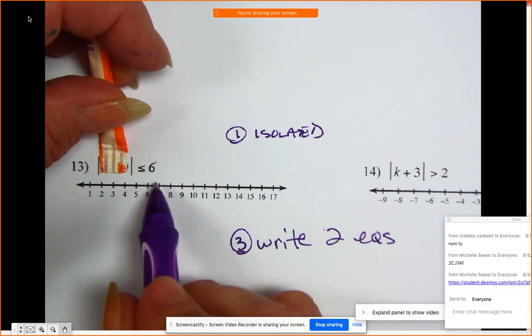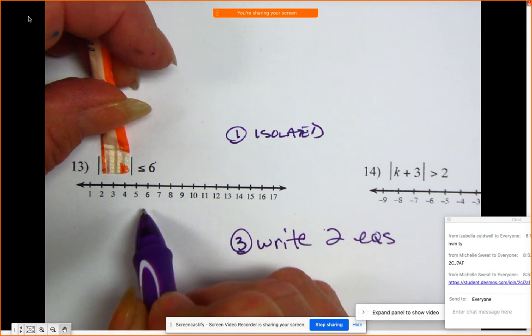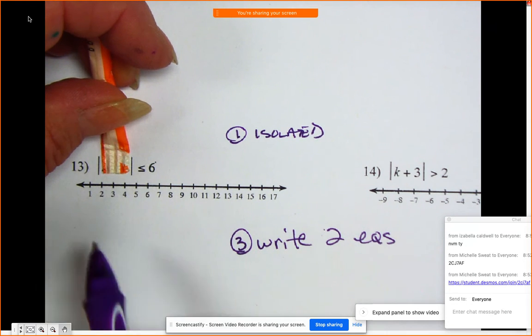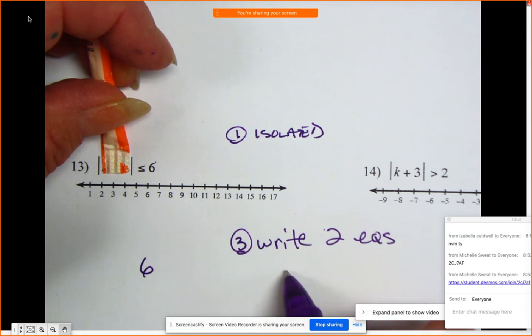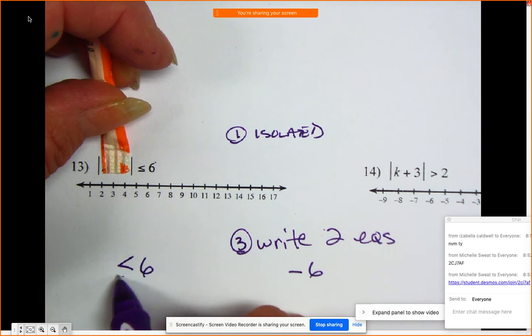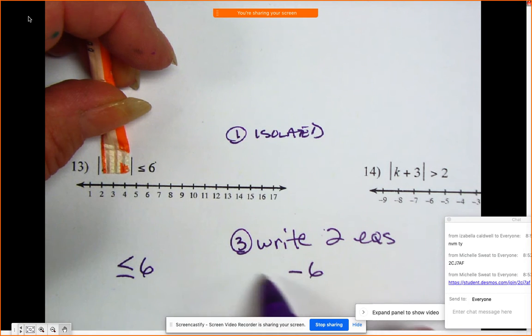Here's how it works. Whatever's under here, we're saying that we need to be within 6 on a number line. Whatever's under there needs to be 6 away from 0. So I need it to be equal to 6 or equal to negative 6. The first one, I'm not going to change that sign. But when you have these, the second one, you reverse the sign.